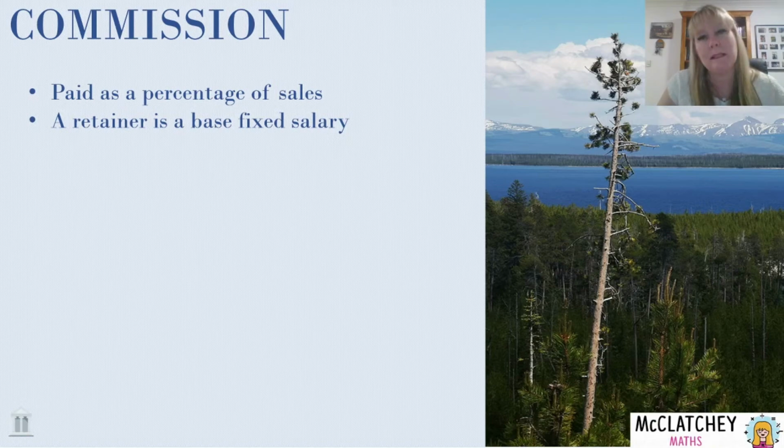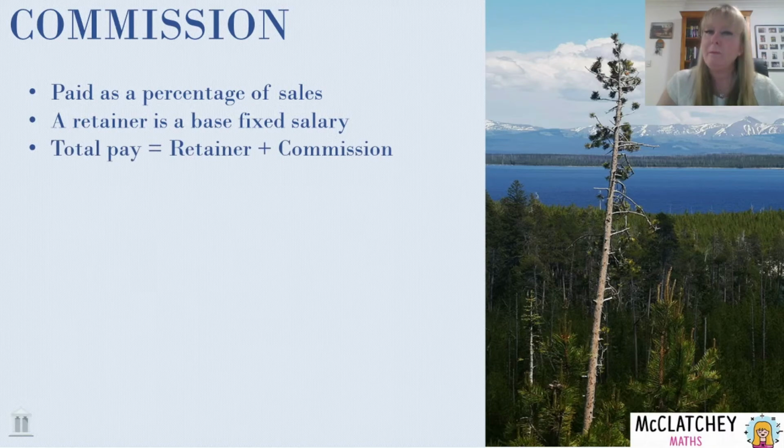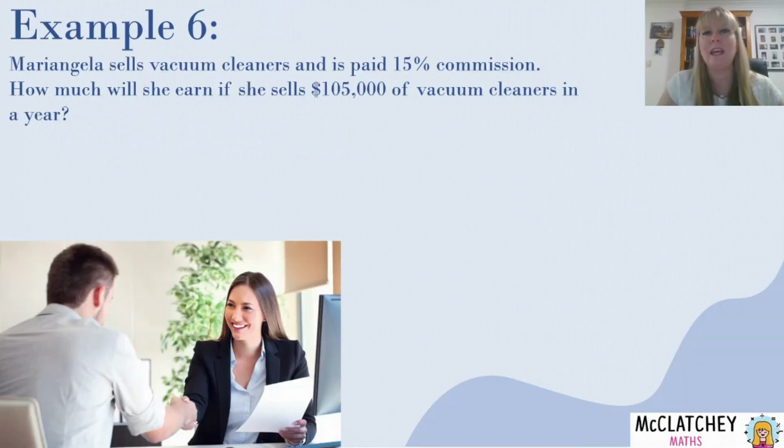So some businesses pay what's called a retainer. So it's a small fixed salary that isn't affected by how much you sell. And that's kind of like your bottom line salary that you're going to earn if you sell nothing or if you sell $1 million. So basically your total pay, if you're working in this kind of industry, is going to be equal to your fixed retainer plus your commission. And the commission is calculated as a percentage of sales. Let's look at an example.